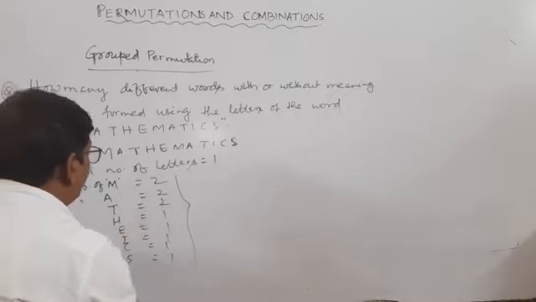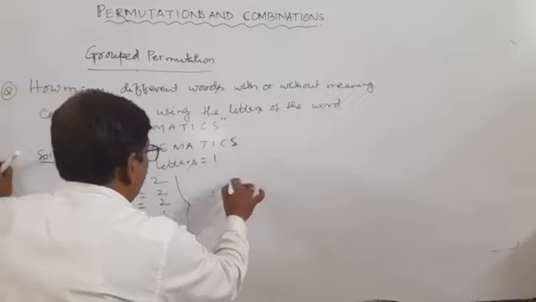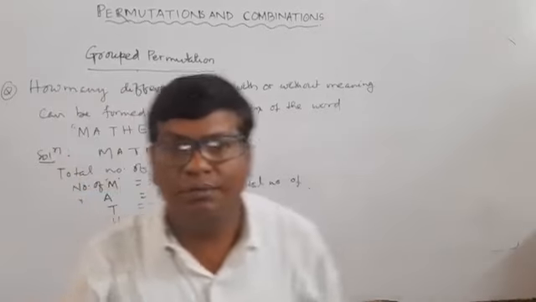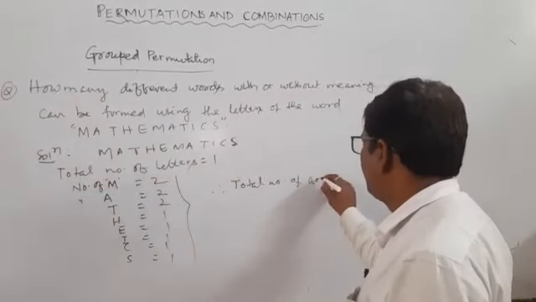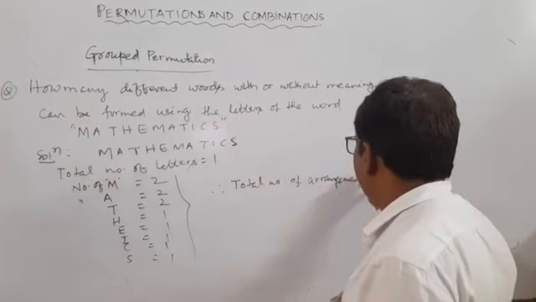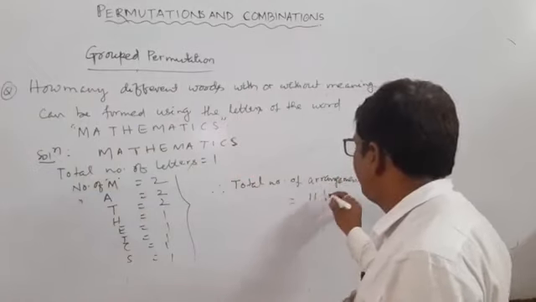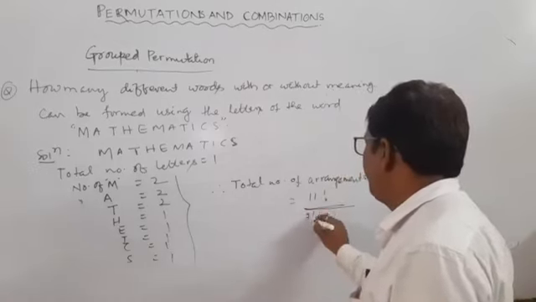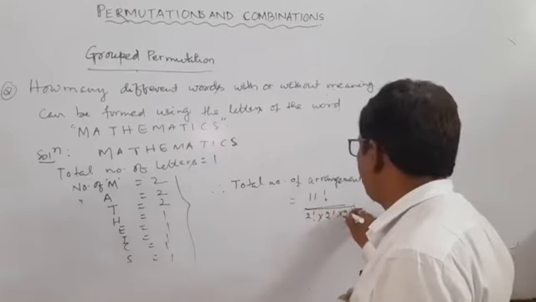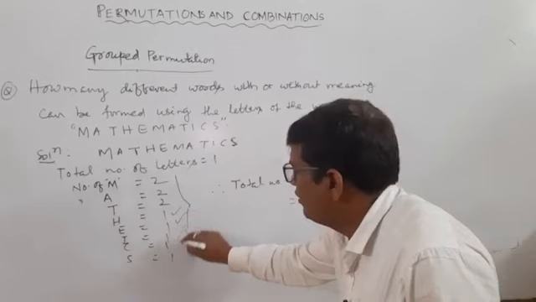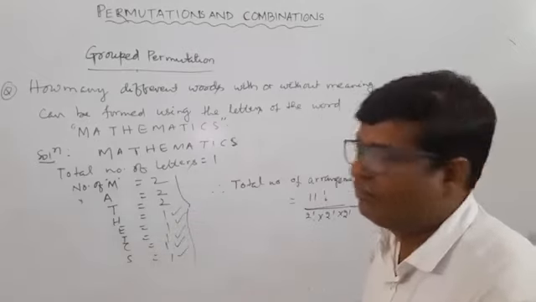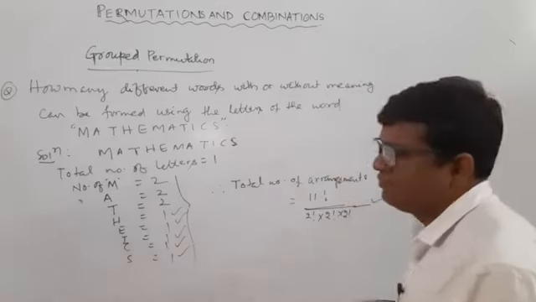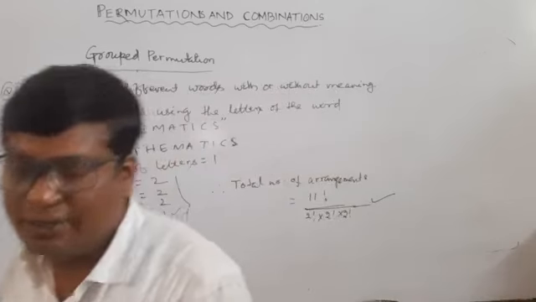So the total number of arrangements is equal to 11 factorial divided by the repeated terms, that is 2 factorial into 2 factorial into 2 factorial. No need to write 1 factorial here. If there is a single type, then there is no need to write or calculate it. Okay, this is the answer of this question.